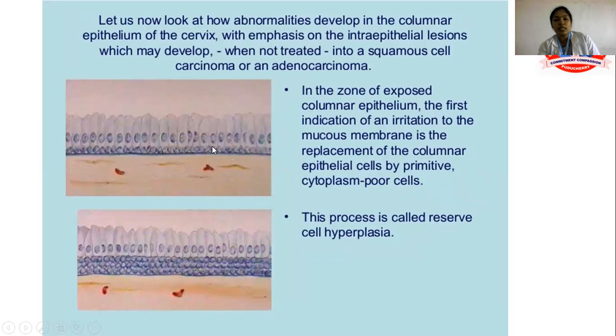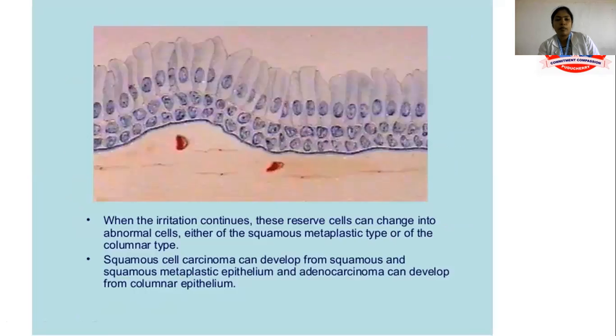As you can see, these are the normal columnar cells with reserve cells. After any irritation to the mucous membrane, there is reserve cell hyperplasia. When irritation continues, these reserve cells can change into abnormal cells, either of the squamous metaplastic type or of the columnar type. Squamous cell carcinoma can develop from squamous and squamous metaplastic epithelium, and adenocarcinoma can develop from columnar epithelium.